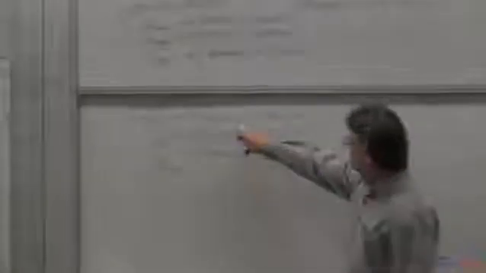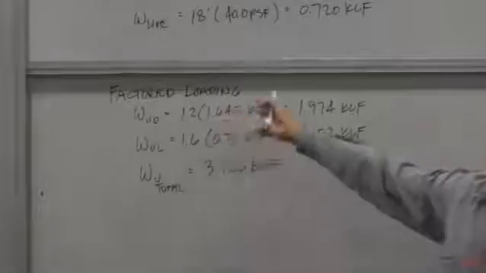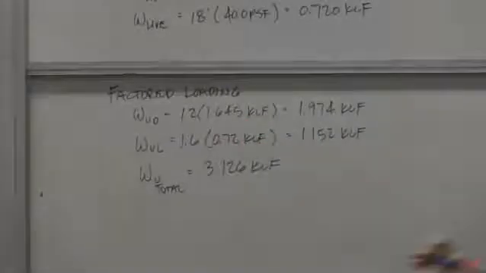Okay, factored line loads. 1.2 times the dead load. I don't really care at this point about the concrete only. The concrete weight only is what I'm going to use to figure out how many tendons, just balancing a percent of the dead load.